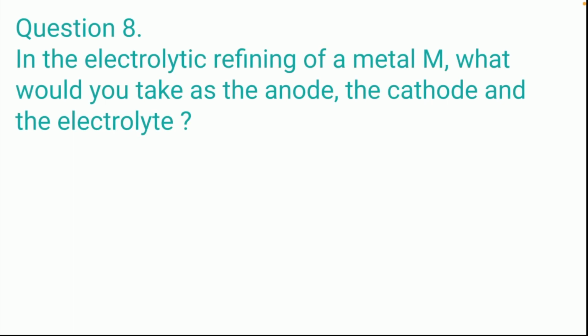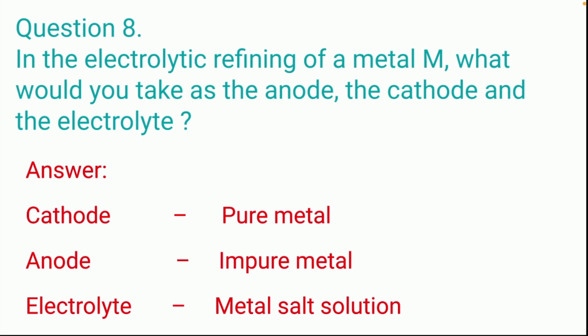In the electrolytic refining of metal M, what would you take as the anode, the cathode and the electrolyte? In the process of electrolytic refining, pure metal must be taken as cathode, and impure metal must be taken as anode, and the electrolyte must be that particular salt solution. So in the process of electrolysis, the cathode will always be pure metal, the anode will be the impure metal, and the electrolyte is the metal salt solution.